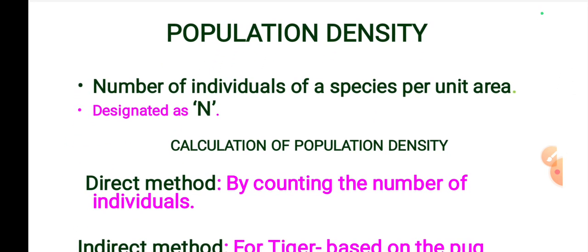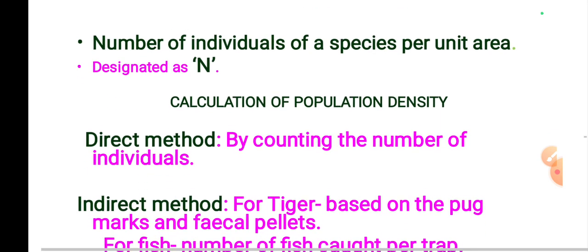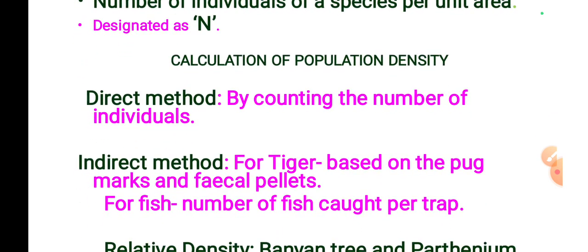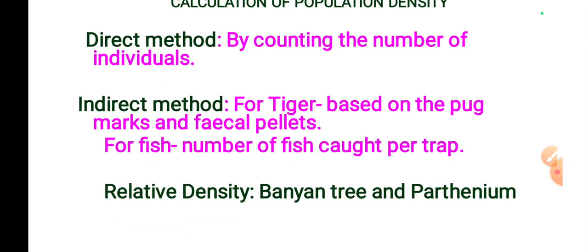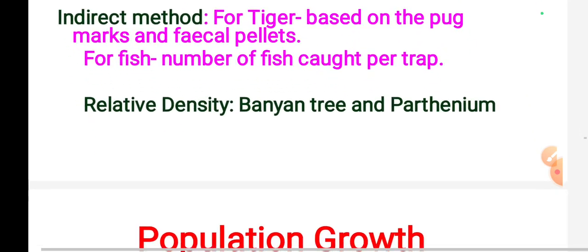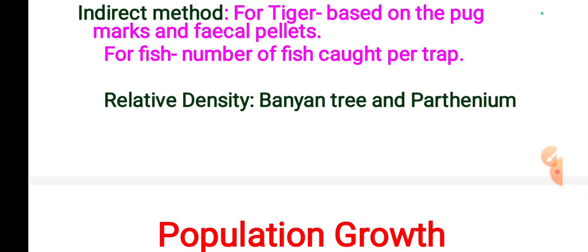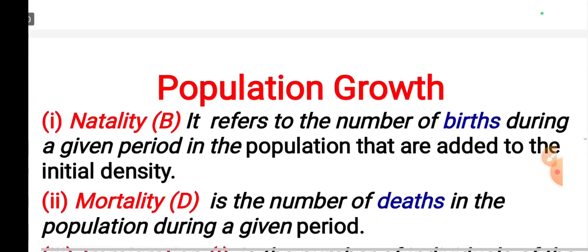Then population density: the number of individuals of a species per unit area. It is called population density. It is designated as N. Calculation of population density: direct method, by counting the number of individuals. Indirect method, for tigers based on pug marks and fecal pellets. For fish, the number of fish caught per trap. Relative density: banyan tree and parthenium.